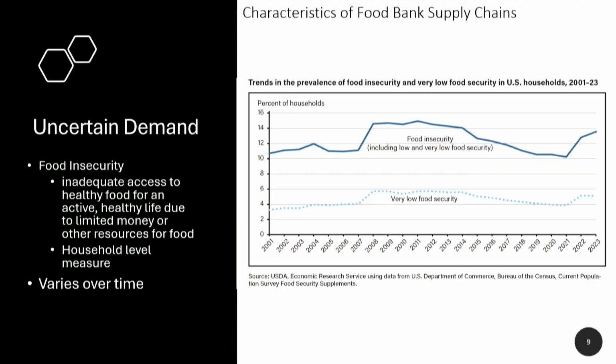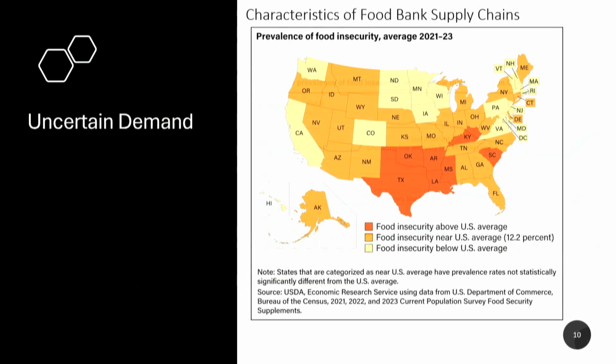Additionally, on the demand side, remember I talked about and defined what food insecurity is, and many food banks look at food insecurity as a way to understand what the need is in their community. When we think about that from a supply and demand perspective, we see a lot of variation in the demand. This graph here is showing the USDA food insecurity rate over time. So you can see that it's varying over time.